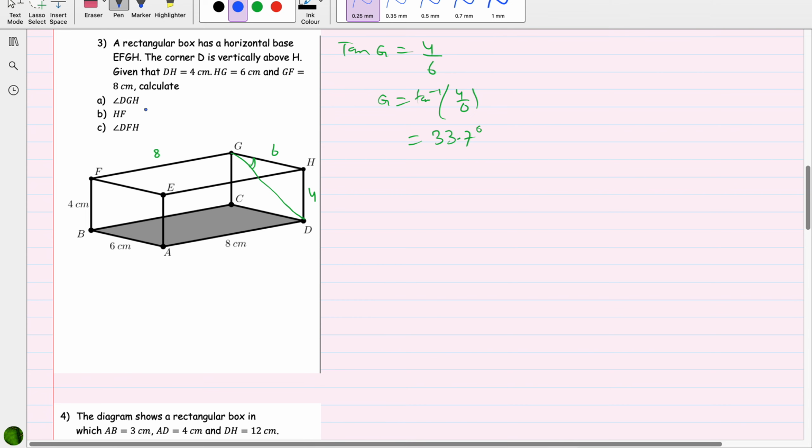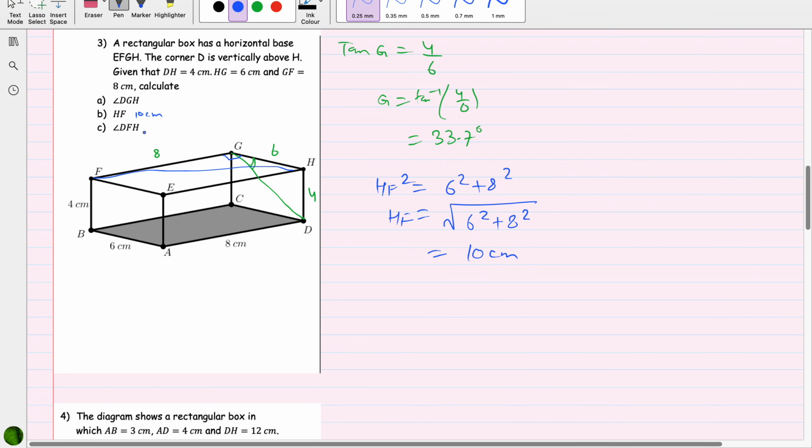Second part says find HF. H is here and F is here. So if we draw this, it is a rectangle at 90 degrees at G. So this makes it the hypotenuse. So HF squared is equal to 6 squared plus 8 squared. So HF is the square root of 6 squared plus 8 squared, that is 10 centimeters. So HF is 10 centimeters.